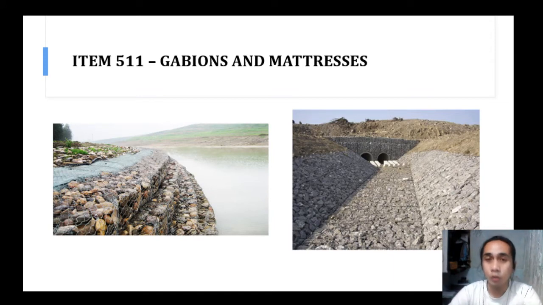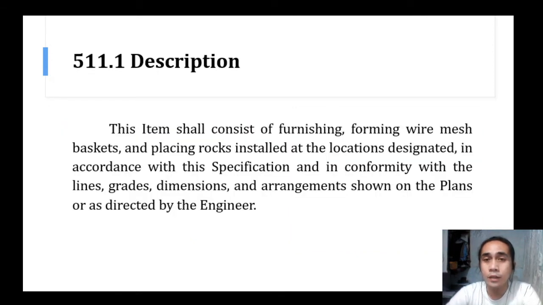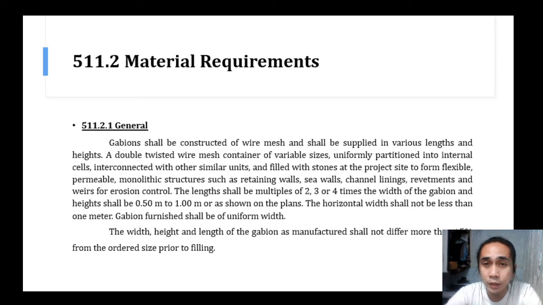So for the last item that we'll be discussing, item 511, gabions and mattresses. Description: this item shall consist of the furnishing, forming of wire mesh baskets, and placing of rocks installed at the locations designated in accordance with this specification, in conformity with the lines, grades, dimensions, and arrangements shown in the plans or as directed by the engineer. Material requirements, in general: gabions should be constructed of wire mesh and shall be supplied in various lengths and heights.